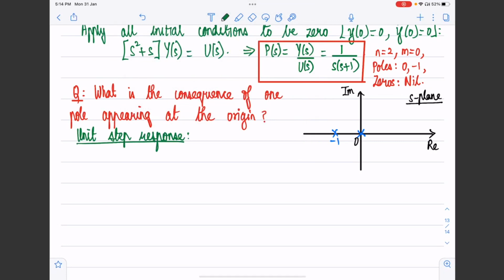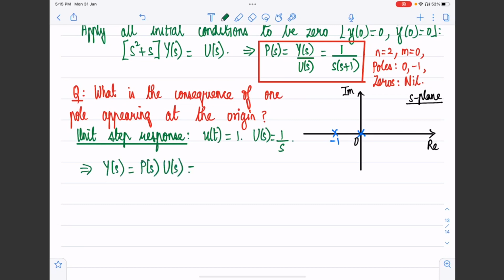First is the unit step input, then the case where the input is sin t. So first let's take u of t to be equal to 1. If u of t equals 1, U of s becomes 1 by s. By now we know what to do. Y of s becomes equal to P of s times U of s, and P of s is 1 by s times (s plus 1). So this becomes 1 by s squared times (s plus 1).